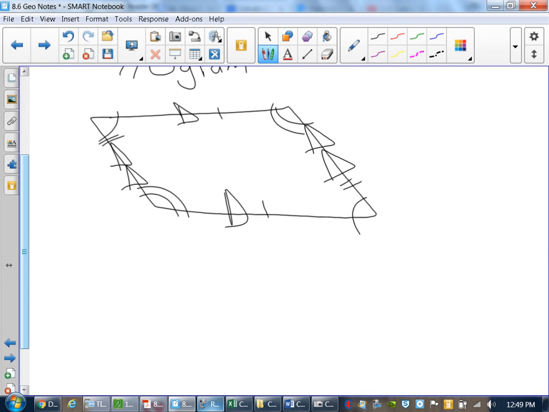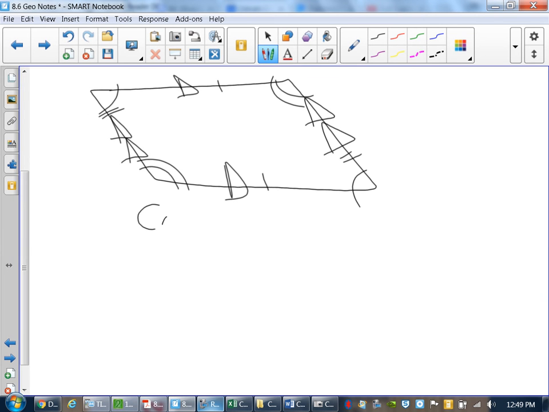Two other things. What do you got? Consecutive angles are supplementary, which means they add up to equal how much? 180. Good. And there's one other. They have diagonals, but what's more specific about the diagonals? They bisect each other.